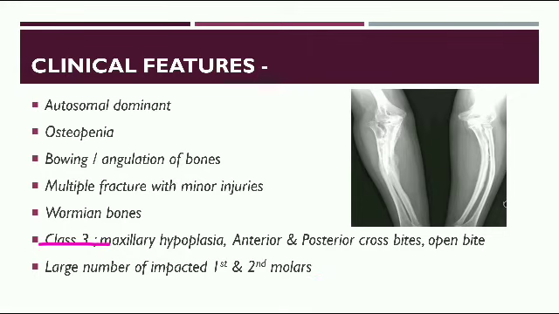So the person will be having a class 3 profile, there will be maxillary hypoplasia, and of course if there is class 3 and if there is maxillary hypoplasia, you will see crossbites, and these crossbites will be in the anterior region as well as in the posterior regions. You might also see open bites. Okay, so now moving on to the next slide.